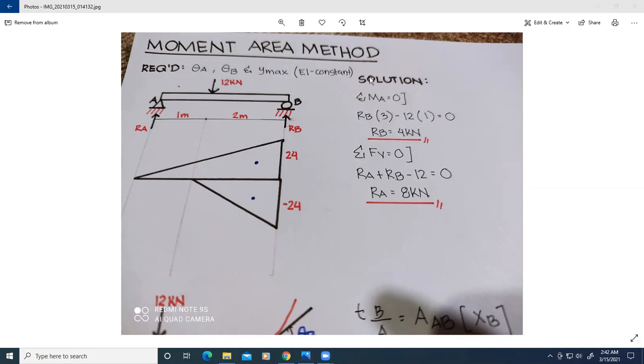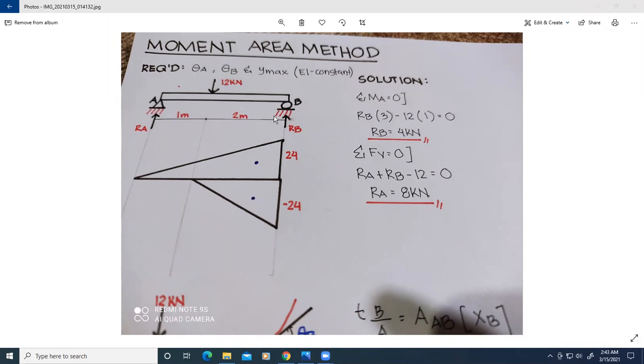Good morning. Our topic for today is the moment area method of a simply supported beam, a determinate beam, with a concentrated load of 12 kilonewtons, 1 meter from the left support. We are required to find the slope at A, the slope at B, and the maximum deflection, while EI is constant.